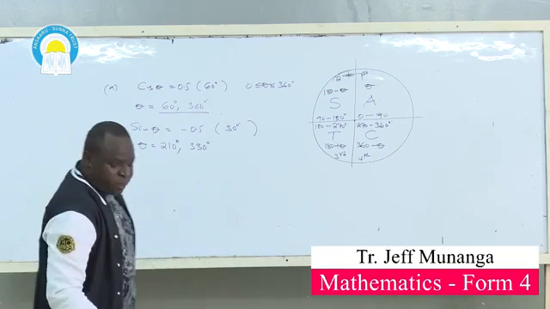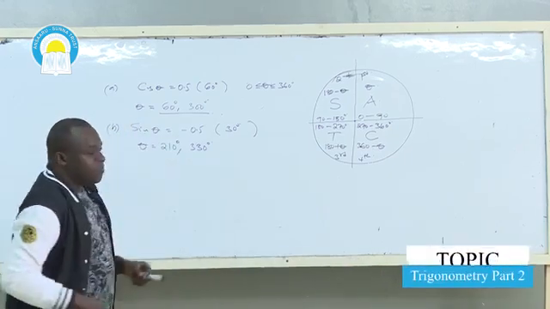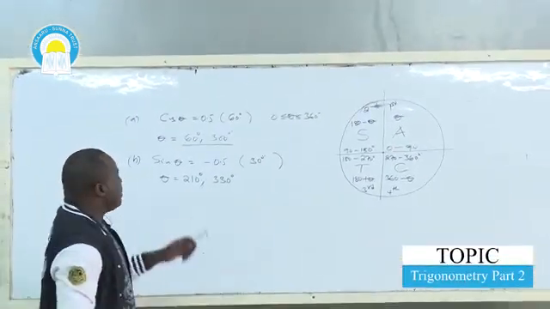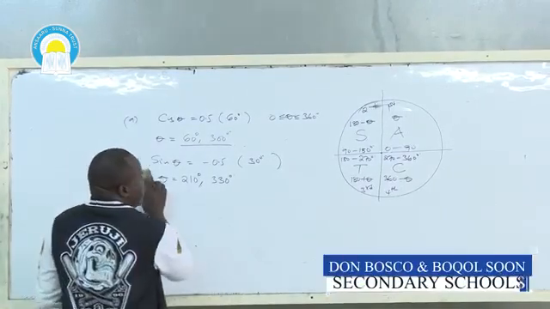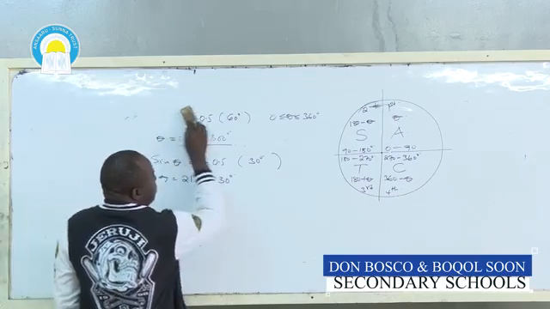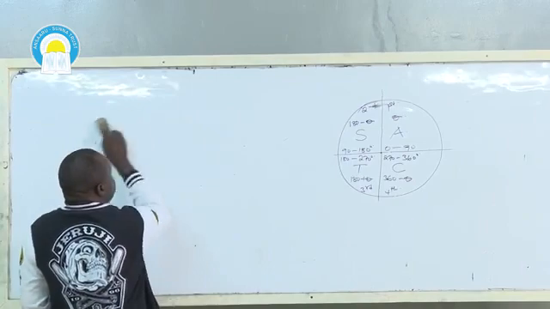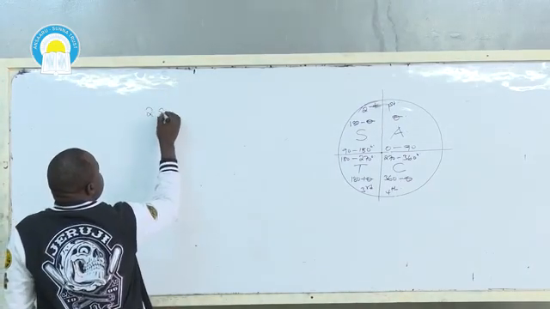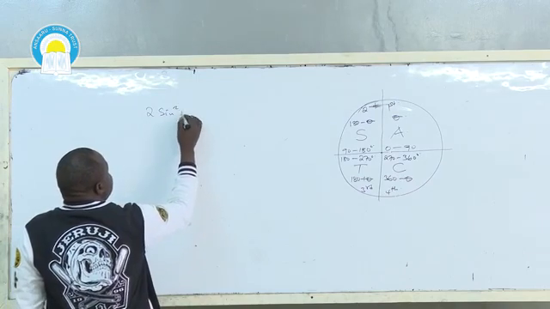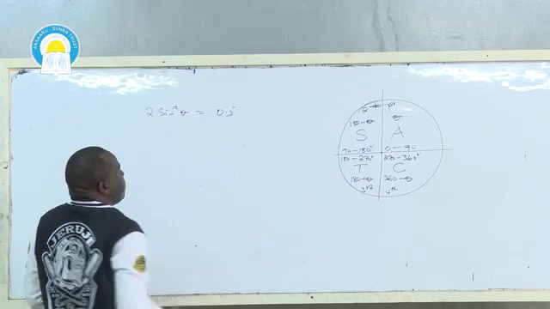The third example, and as usual, anytime I'm explaining anything to do with this, there should be some difference. So you watch for the difference as I keep giving the examples. The third example is 2 sine squared theta equals 0.5.